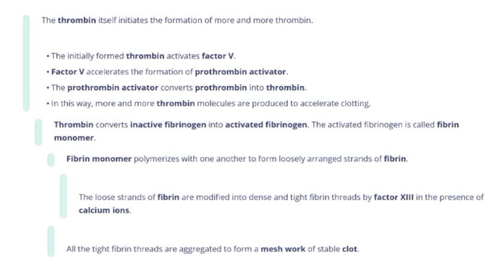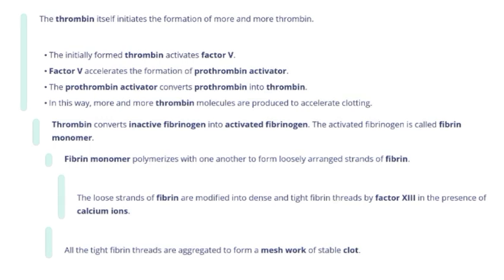Thrombin converts inactive fibrinogen into active fibrinogen. The active fibrinogen is called fibrin monomer. Fibrin monomers polymerize with one another to form loosely arranged strands of fibrin. The loose strands of fibrin are modified into tense and tight fibrin threads by factor 13 in the presence of calcium ions. All the tight fibrin threads are aggregated to form a meshwork of stable clot.